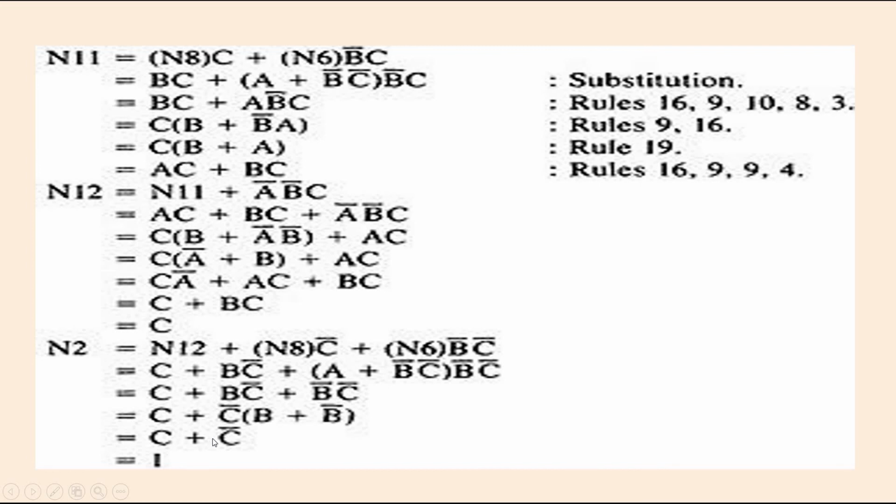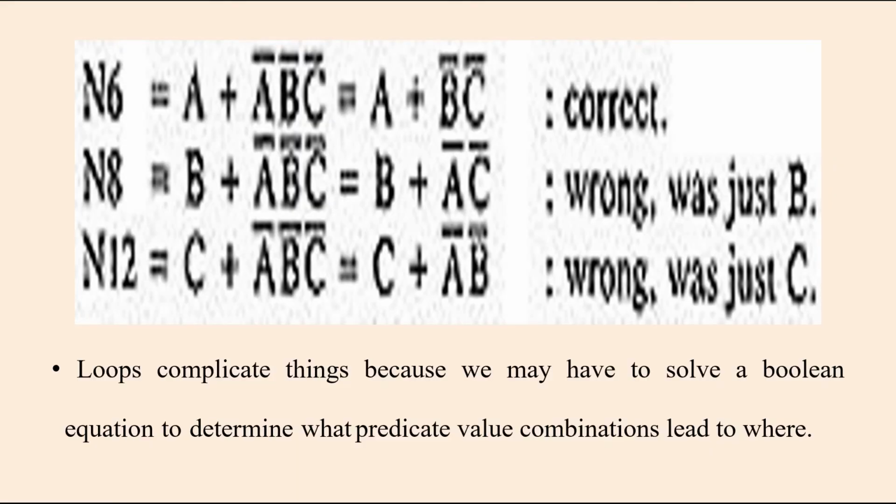c plus c bar into 1. So c plus c bar is again 1. So the n2 value comes out as 1. So what are the values we got now? n6 is equal to a plus b bar plus c bar, n8 is simply b, and n12 is equal to c.